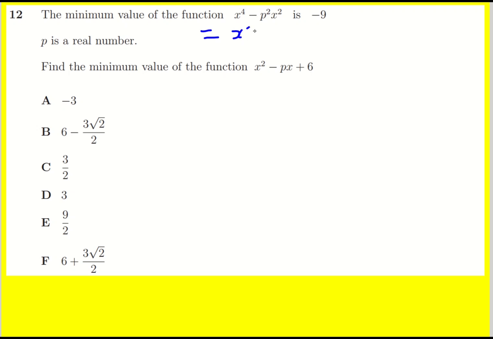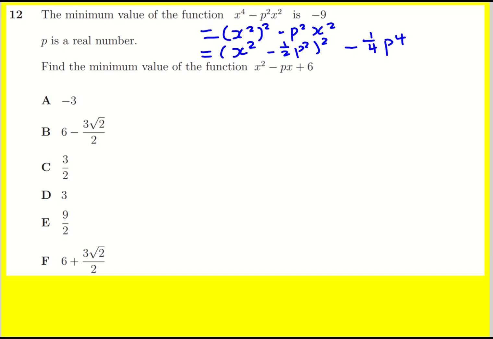I can write it as x squared, squared, minus p squared x squared. Now you could do a little substitution, u equals x squared, if you want, but I'm just going to go straight for it and complete the square in terms of x squared inside the bracket. So I'll get x squared, then it'll be minus a half p squared, squared. That'll get me those two terms, and I'll need to minus a half p squared, squared, which is a quarter p to the 4.